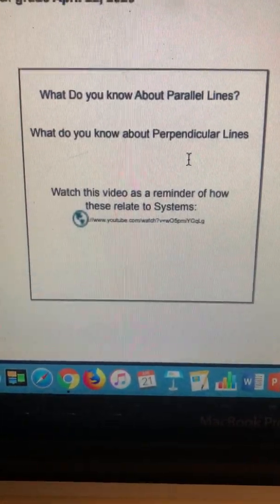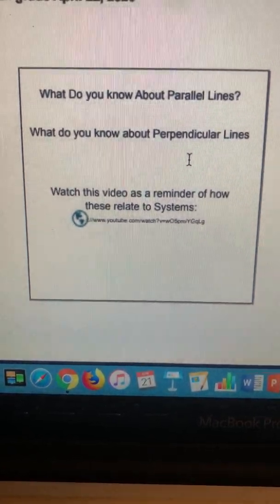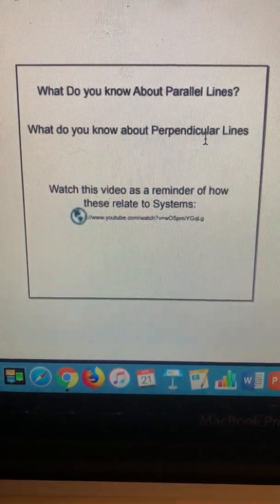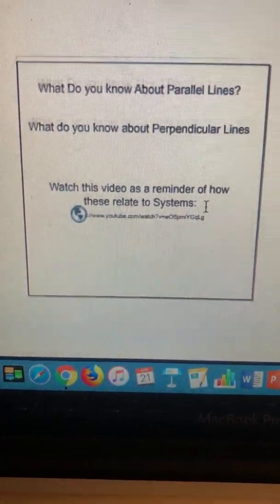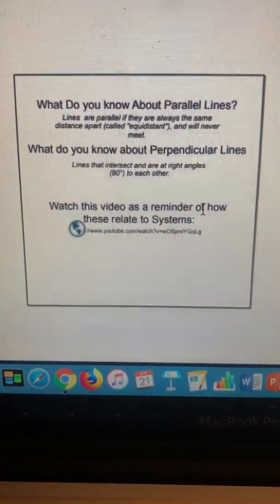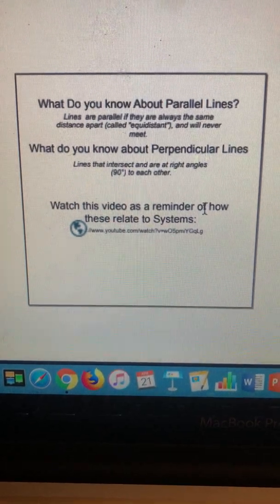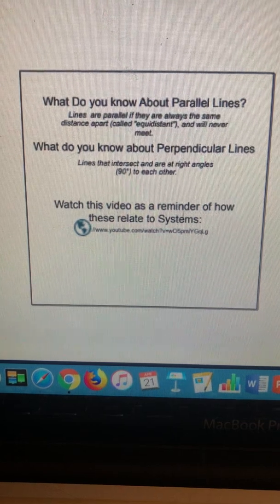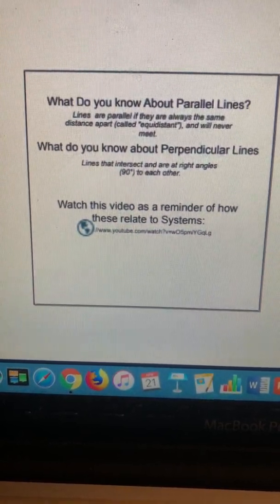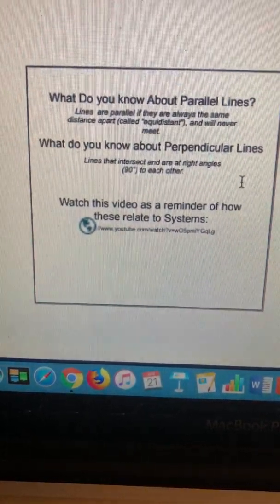I then ask you, what do you know about parallel lines? What do you know about perpendicular lines? And there's the same link that I just showed you earlier. So we want to remember that parallel lines, they're always the same distance apart, called equidistant, and they will never meet. Okay, and then perpendicular lines, they are lines that intersect at right angles, 90 degrees to each other.